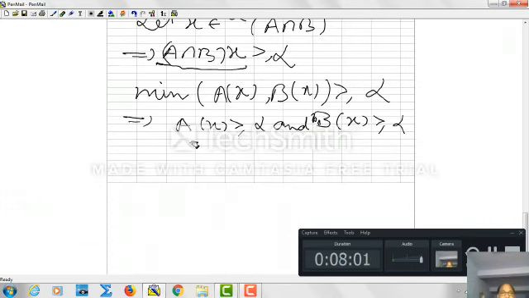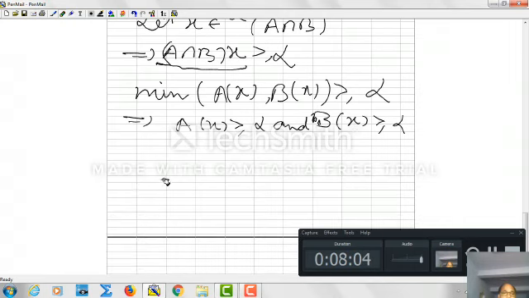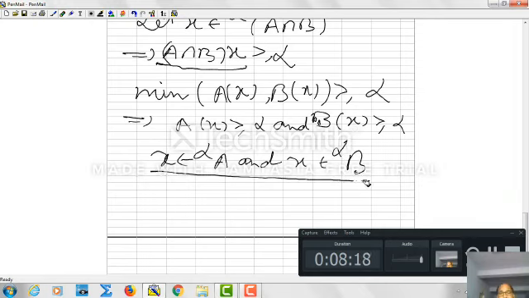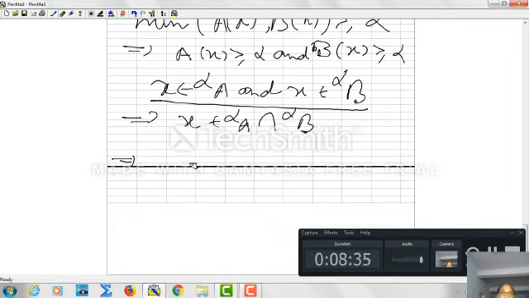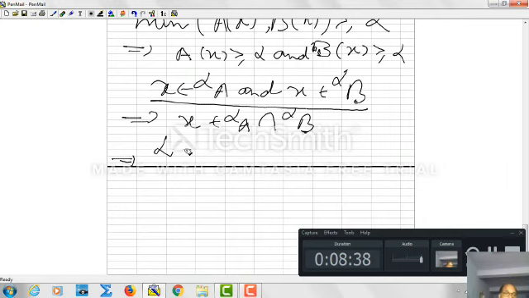Again by the definition of alpha cut, this implies x belongs to alpha cut of A and x belongs to alpha cut of B. Again by the definition of intersection, this implies x belongs to alpha cut of A intersection alpha cut of B. So from this, alpha cut of A intersection B is a subset of alpha cut of A intersection alpha cut of B. Let this be the first equation.